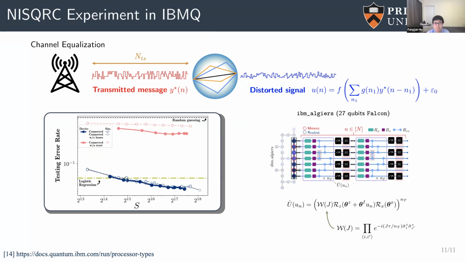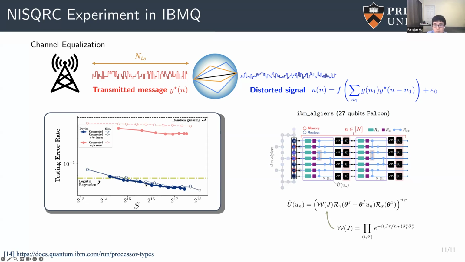I think I only have one more slide, where we experimentally demonstrate NISQRC on a 7-qubit chain of a real device. This device actually has 27 qubits in total, but we just use a 7-qubit chain to implement this. I use 4 memory qubits and 3 readout qubits. Then it still performs well in the channel equalization task with some streaming input of arbitrary length.